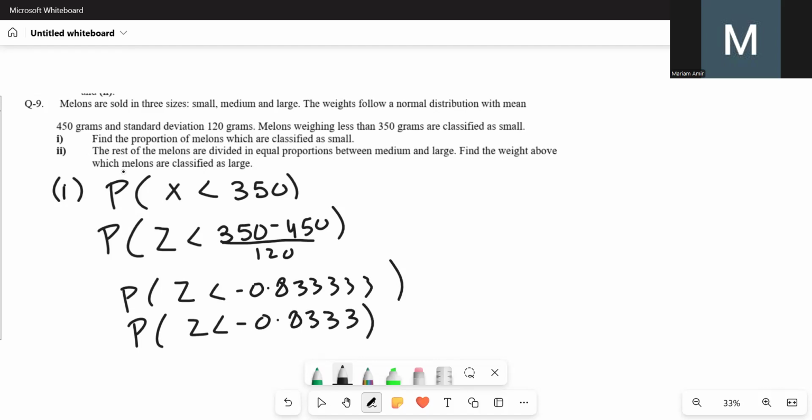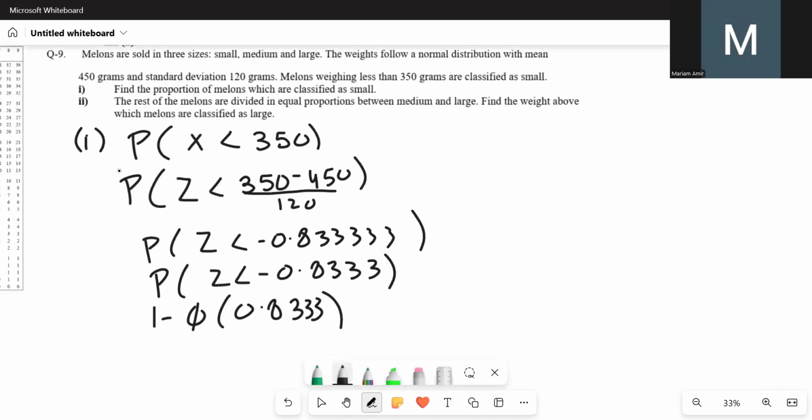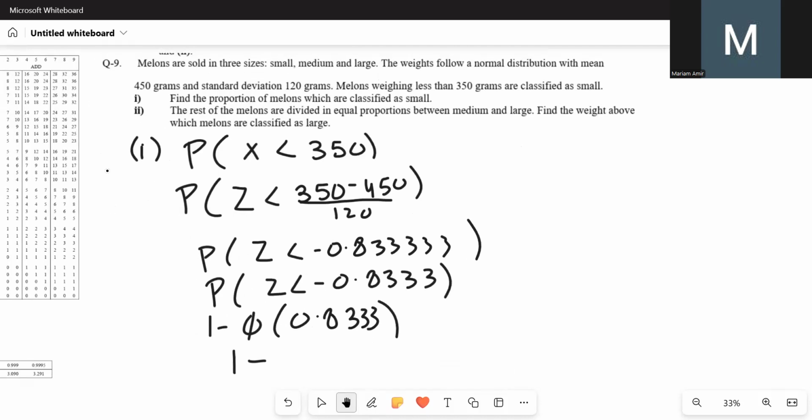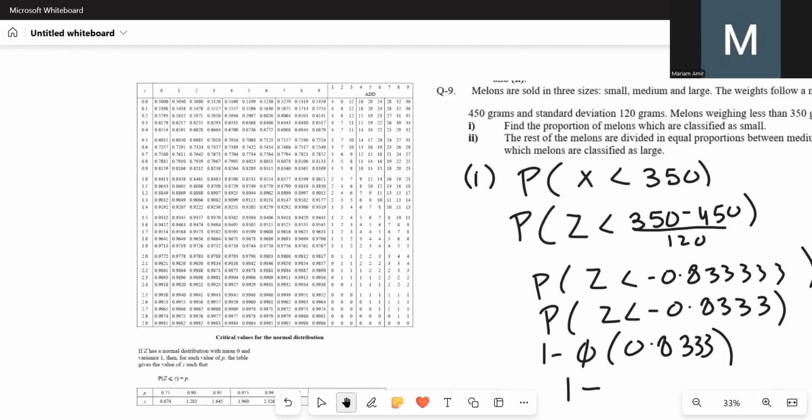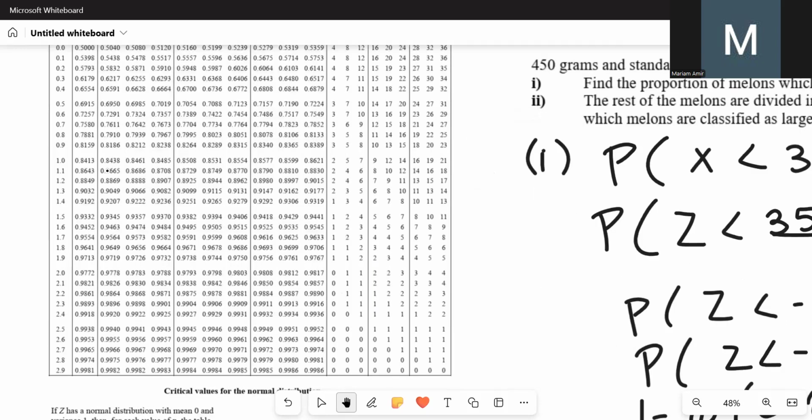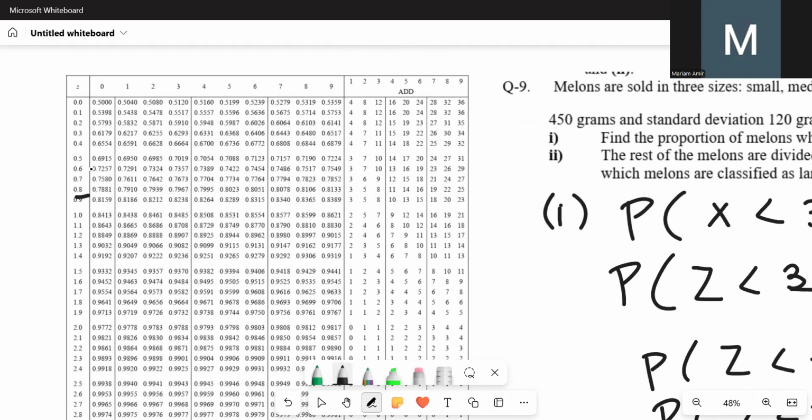This will be converted into 1 minus Φ(0.8333). Let's read the probability and then we'll subtract it from 1. So 0.8333, what's the z-score corresponding to that? 0.8 is here, 3 is here, 0.83 and another 3, which is this. So 0.7967 plus 8 in the end.